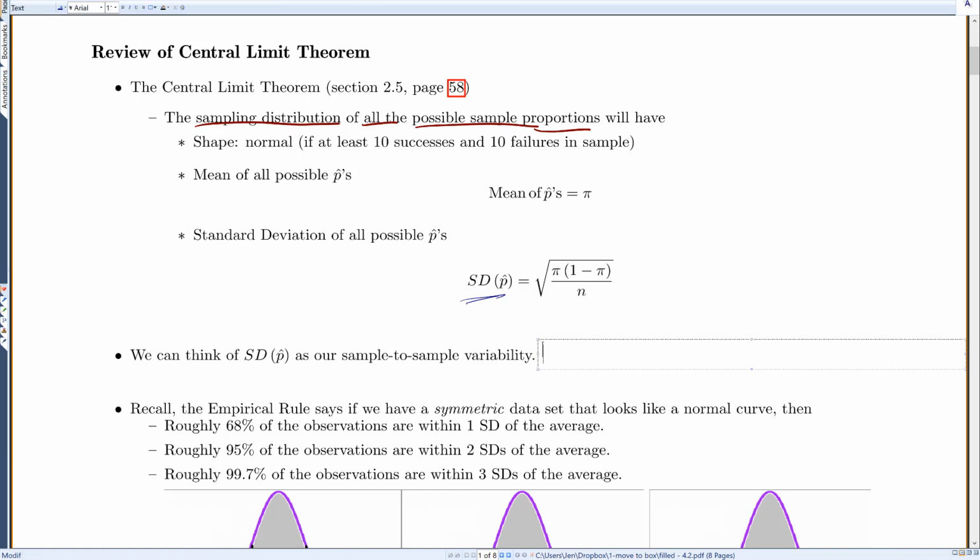Sometimes we can think of the standard deviation of p hat as our sample-to-sample variability. So let's pause and write that. I apologize, I think I said sample mean, but we're talking about proportions right now. So the standard deviation of p hat, the standard deviation of all the different possible p hats, is how much our sample proportion changes from sample to sample, because every different sample gives me a different sample proportion.